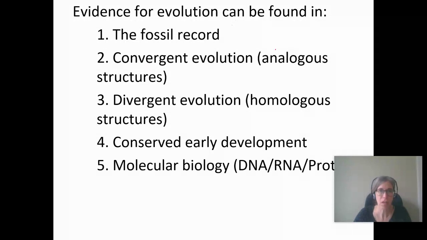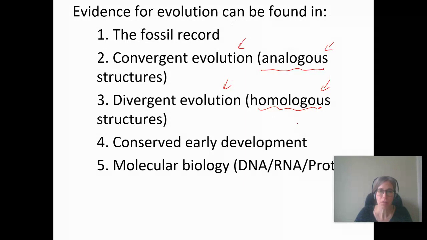The next is convergent evolution, which produces analogous structures. The next is divergent evolution, which produces homologous structures. You'll need to know what the difference is between these two terms and between these two terms, and how they each differently give us evidence for evolution.